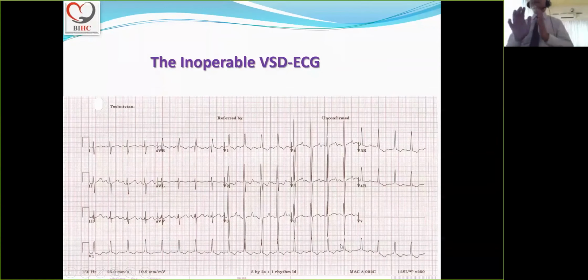So the characteristic finding here is RVH, and you don't find any Q waves in V5, V6. This ECG is very bad when you're assessing operability. This ECG is not good for the patient. Isolated right ventricular hypertrophy with right axis deviation, no evidence of LV forces. The patient is unlikely to be operable.